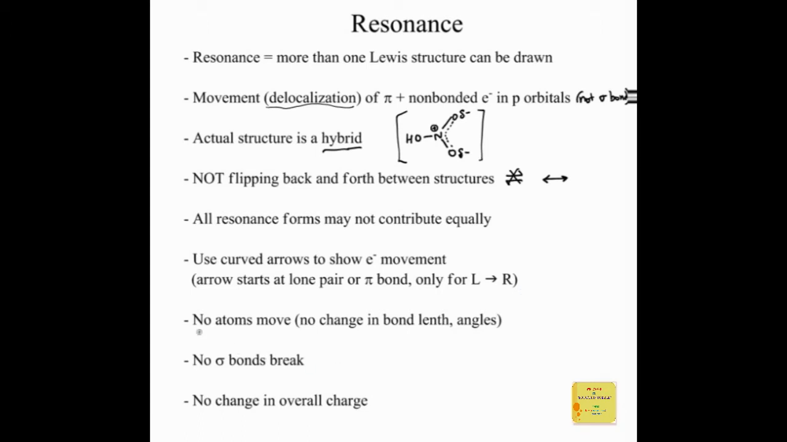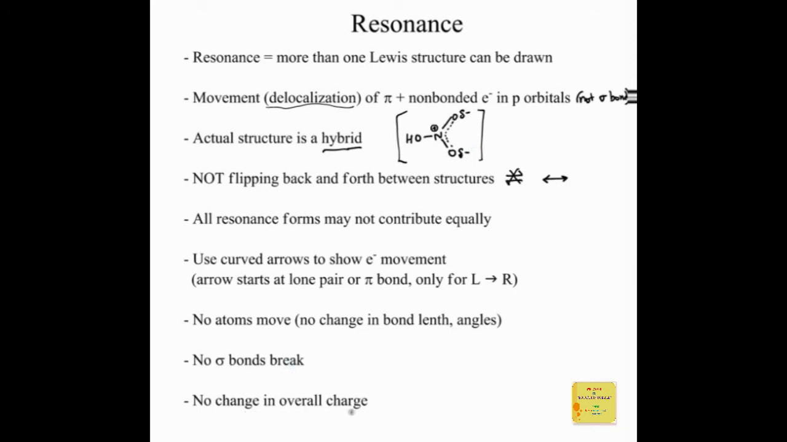And remember, because we're not moving our sigma bonds, no atoms are moving. There's no change in the bond length, no change in the bond angles. Our atoms are fixed in space. It's just the lone pairs and the pi electrons that are shifting around, delocalizing in a continuous set of p orbitals. No sigma bonds break, we already mentioned that.